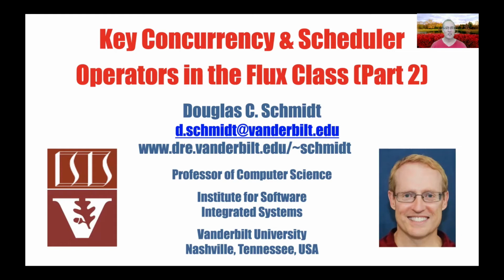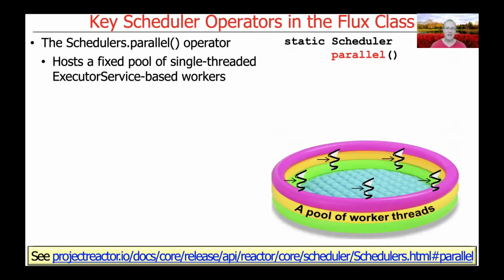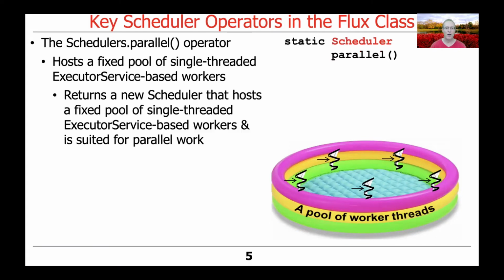We're now going to turn our attention to a key scheduler operator that's part of Project Reactor. This operator is part of the Schedulers utility class, and it's known as the parallel operator. This operator arranges to run other operators in the designated parallel thread pool. The Schedulers parallel operator hosts a fixed pool of single-threaded executor service-based worker threads.